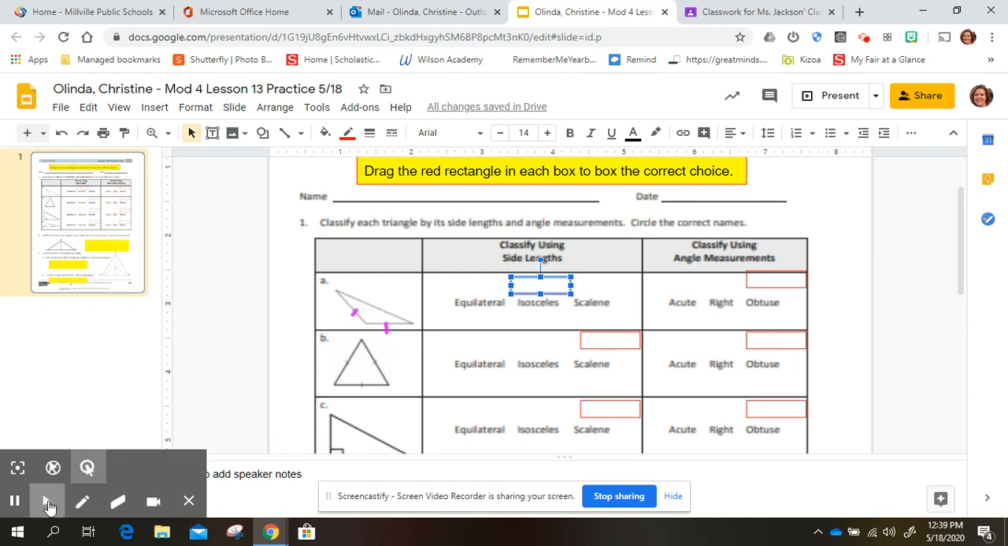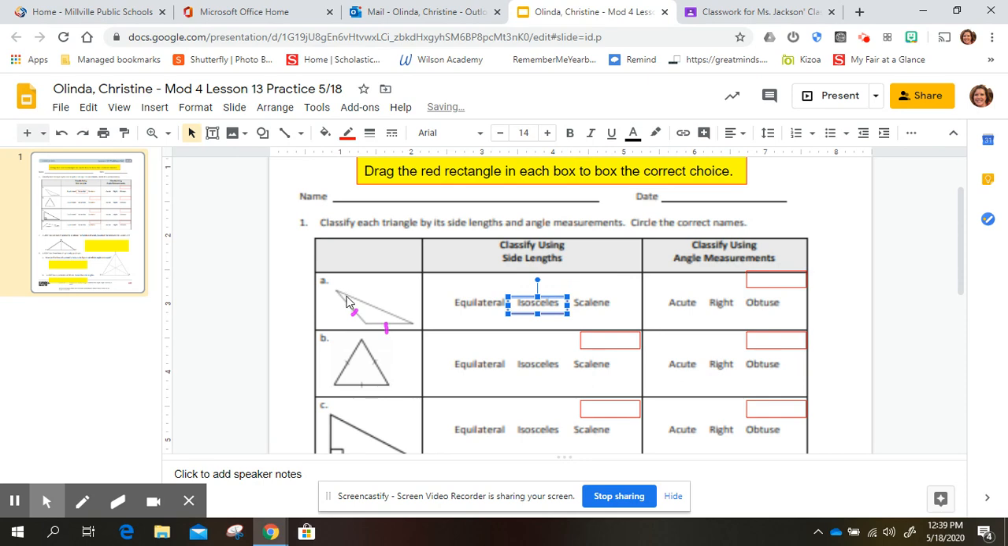And so when you have a triangle with two equal sides, that makes it an isosceles. And then this angle right here in the isosceles triangle is more than 90 degrees, so it has to be obtuse. Acute is less than 90 degrees, right is 90 degrees, and obtuse is more than 90 degrees.